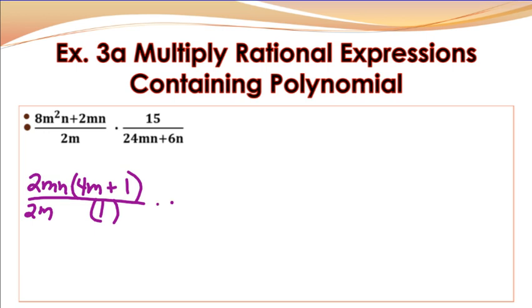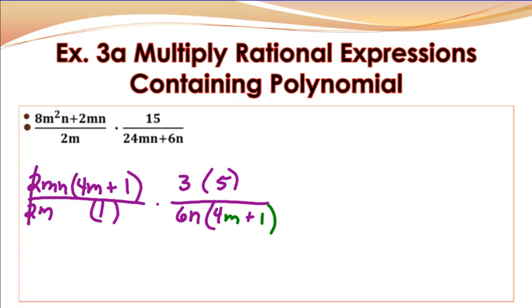Over on the other side, I'm going to do the denominator first. So I can take out a 6n. That leaves me with 4m plus 1. And the numerator, I can factor out a 3, and that leaves me with 5 left over. And the reason I'm factoring a 3 is just because I know that 3 is a factor of 6. So now let's simplify. 2 divided by 2 is 1. M divided by 1 is 1.